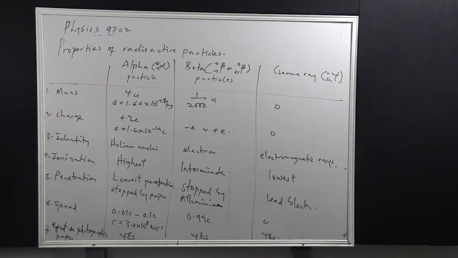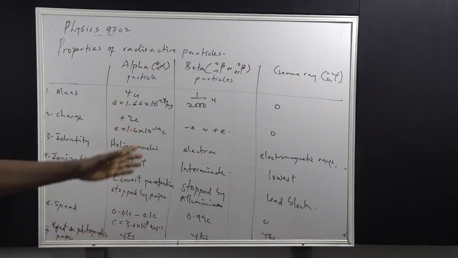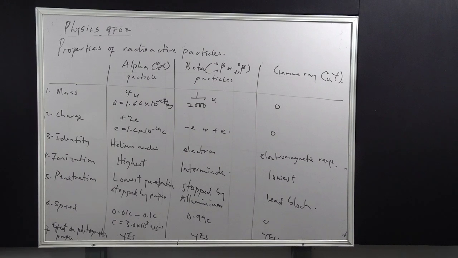So these are the properties of alpha, beta, and gamma rays. Know them so that you know how to use them effectively. Alright. So all of them darken photographic paper when they are exposed to photographic paper.